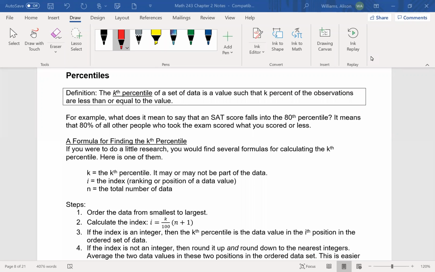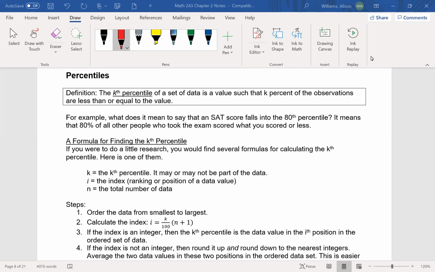For example, what does it mean to say that an SAT score falls into the 80th percentile? What it means is that 80% of all other people who took the exam scored what you scored or less. That's what it means. So it's that score or less.